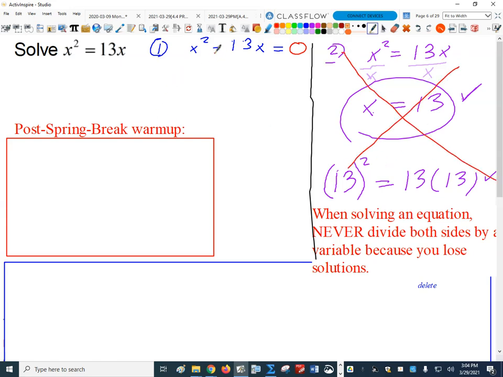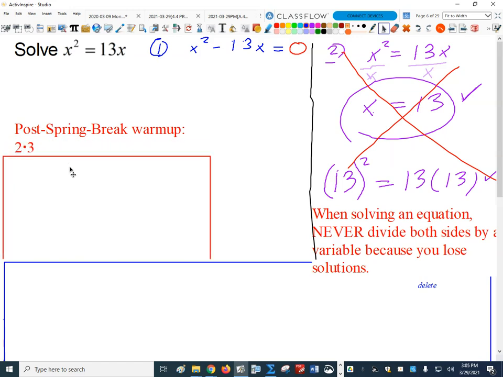Okay, this strategy was a good one though, okay? Let's go a little further with this. Let's do a little post-spring break warm-up here. Just a little mental math to kind of warm things up a little bit. Okay, so we're just going to do some multiplication. So 2 times 3, everybody's got an answer, right? Take that answer and let's go ahead and multiply again by 5. Got a new answer in your head.